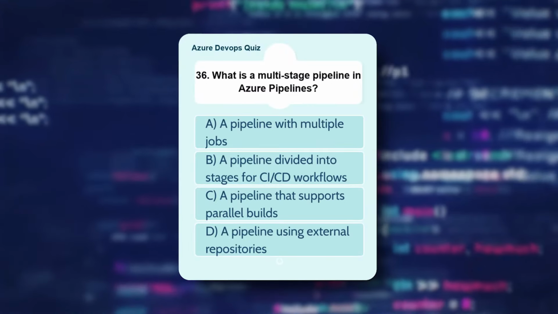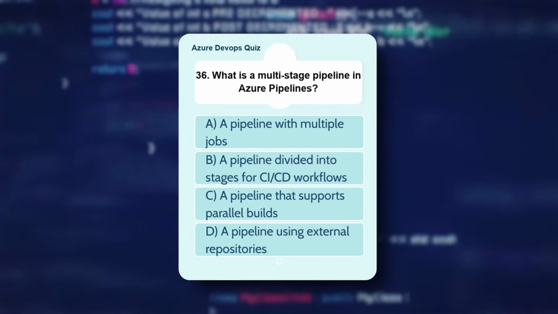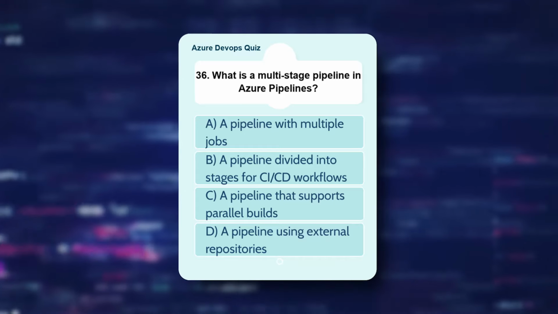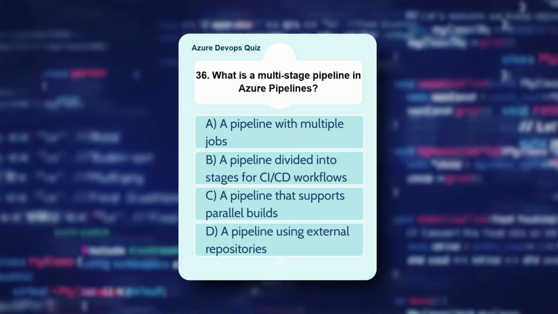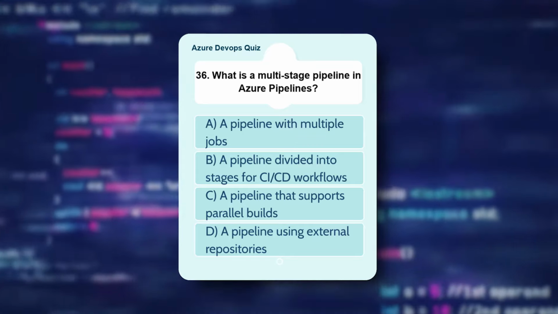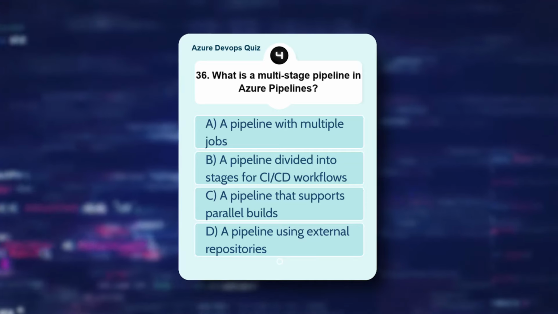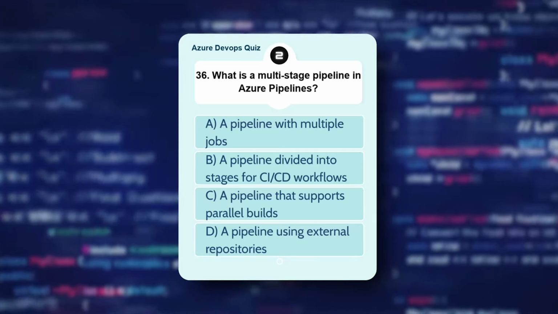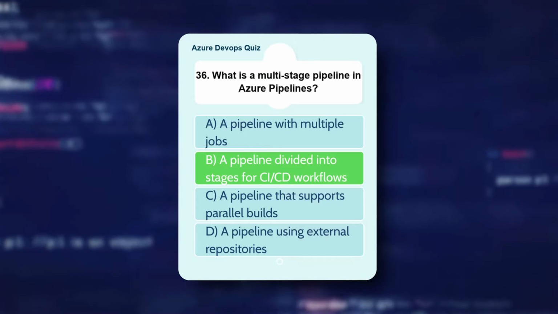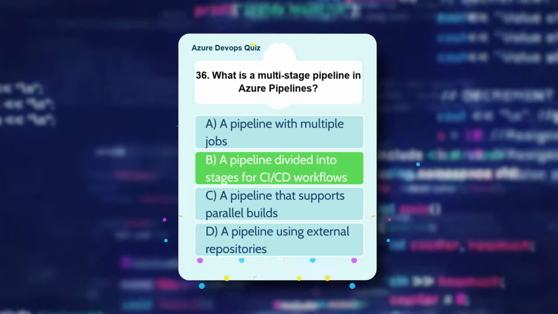36. What is a multi-stage pipeline in Azure Pipelines? A. A pipeline with multiple jobs. B. A pipeline divided into stages for CI or CD workflows. C. A pipeline that supports parallel builds. D. A pipeline using external repositories. Answer: B. A pipeline divided into stages for CI or CD workflows.